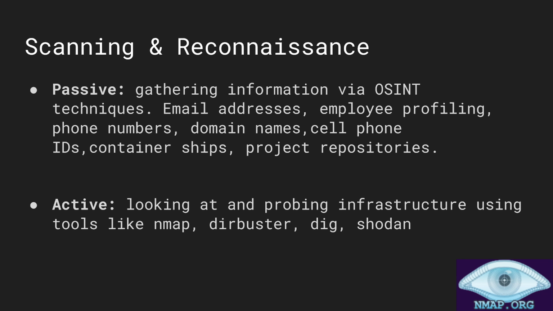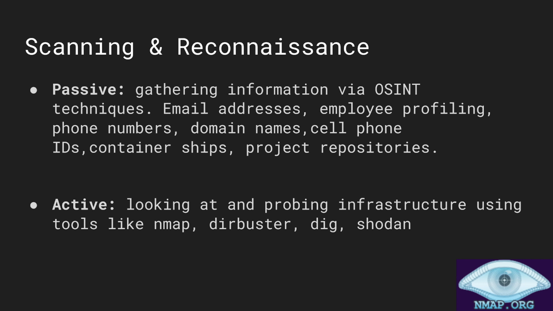So like we saw in the OSINT framework, using different tools to get email addresses, employee information, phone numbers, domain names, cell phone IDs, container ships, and project repositories. We've done Capture the Flags in the past where you needed to look up specific container ship tracking numbers, and there's whole websites online that will help you track container ships in real time, as well as air traffic. These things are all public knowledge and available for you to look up and browse on your own.